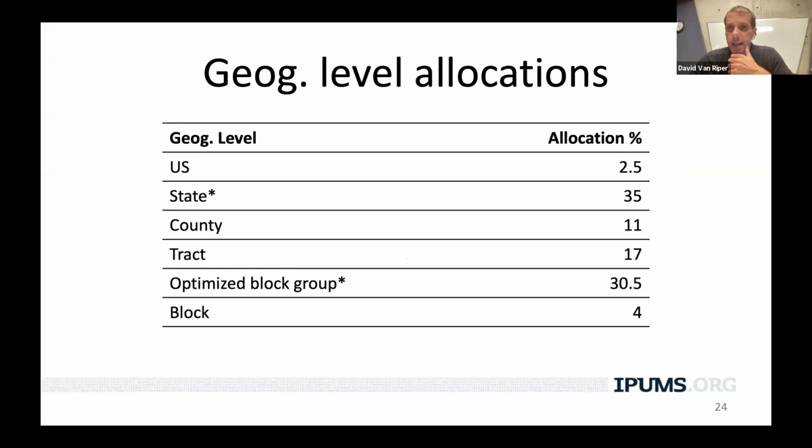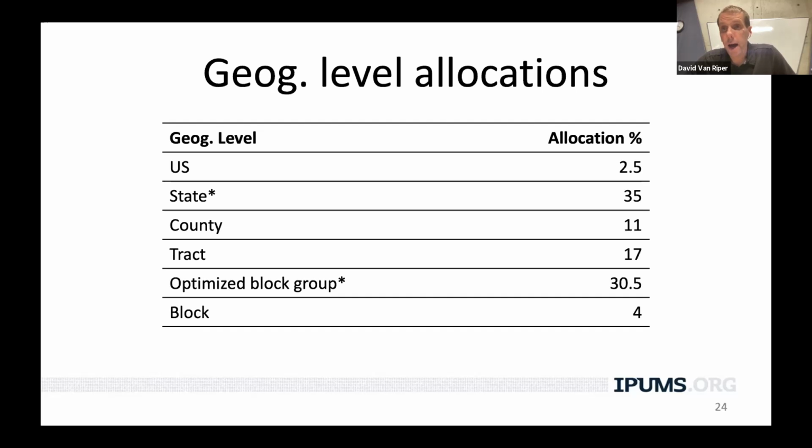The next thing the Bureau has to decide on is how they allocate that privacy loss budget to various geographic levels. And I could talk about this for a couple of hours, and we don't have that kind of time, but in general, the higher the allocation fraction to a particular geographic level, the more accurate the statistics will be for that particular geographic level. So if we look at this allocation fraction, you'll see that the highest allocation fractions go to state, this optimized block group, and we'll talk a little bit more about state and optimized block group in a second, along with the census tract and the county.